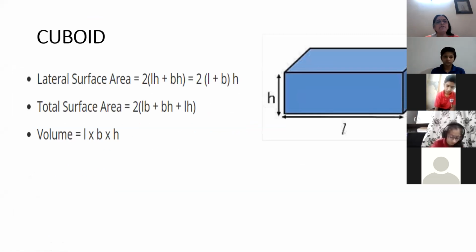Now, cuboid. Again, we see the lateral surface area. Now, what do you mean by lateral surface area?